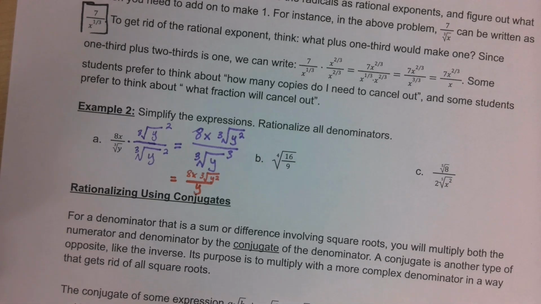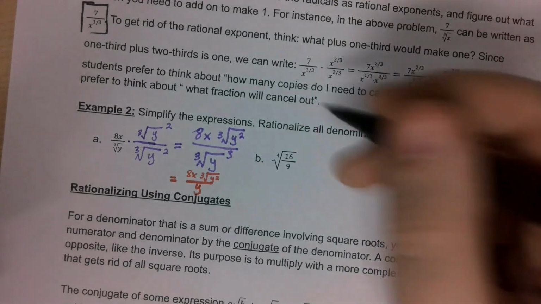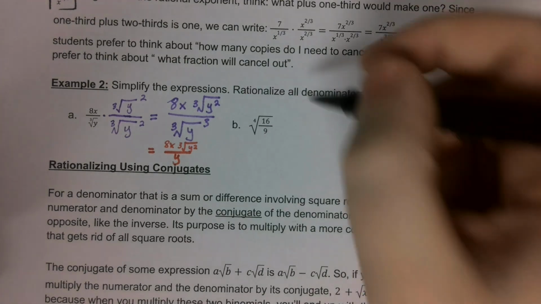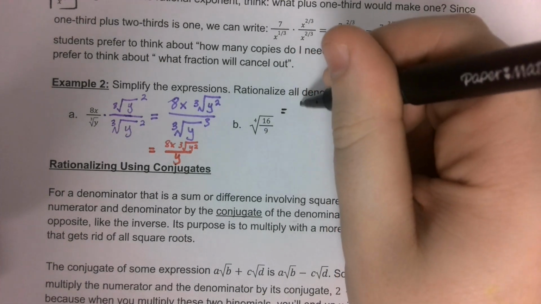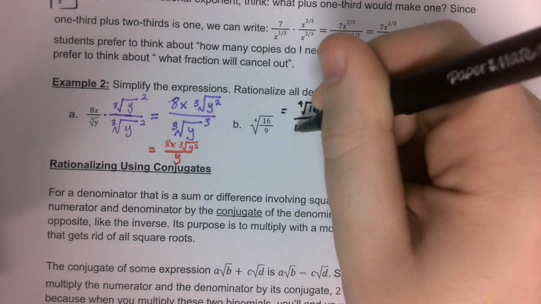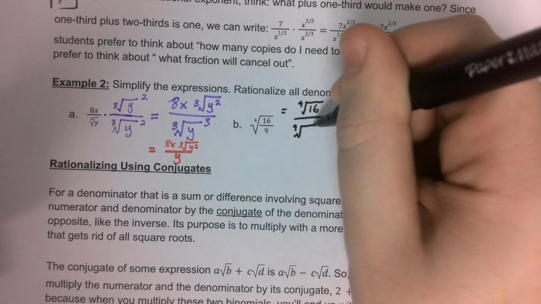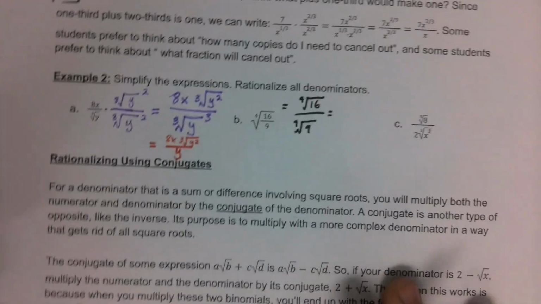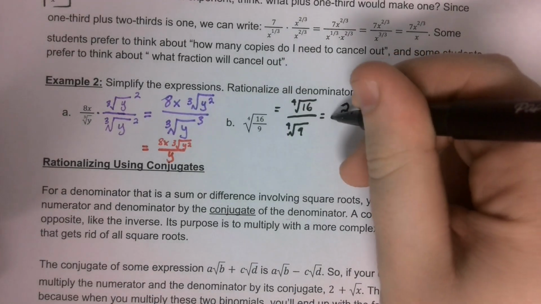Let's see the next one. Here, what do we do if there's one big root? We can split it up. So we take it as the 4th root of 16 over the 4th root of 9. And the 4th root of 16 is just a number. That's just 2.